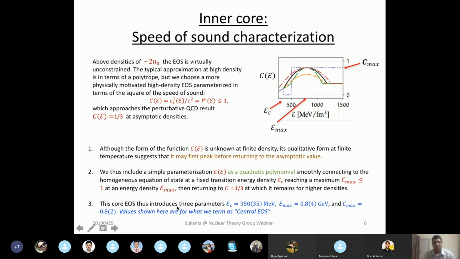So the core equation of state is characterized by this curve and these parameters, EC, E max, C max, which for our central equation of state have these values: 350 megaelectron volts, 0.8 gigaelectron volts, and 0.8 respectively. And these error bars here are for what we call the nuclear equation of state. But we will, of course, vary these parameters to check how well those new equations of state with different values for these parameters will be constrainable with observations or not.